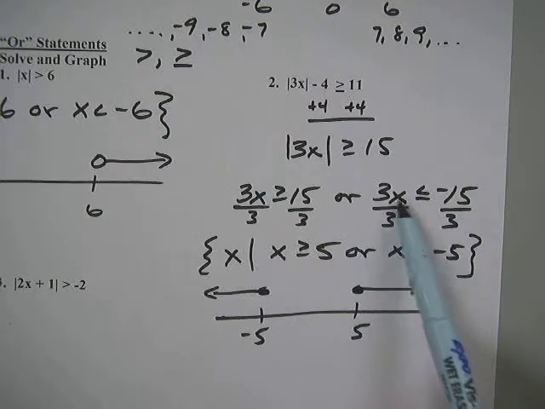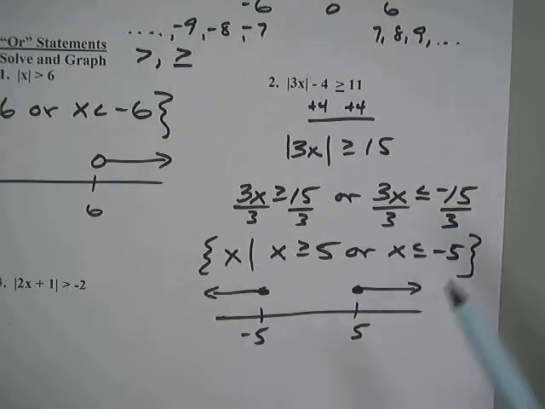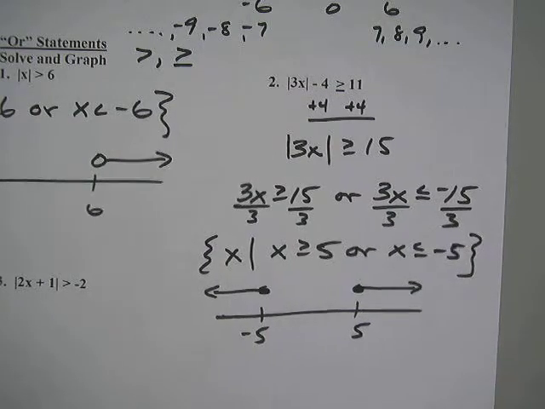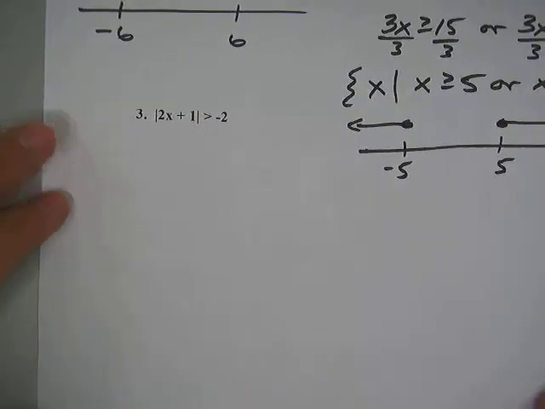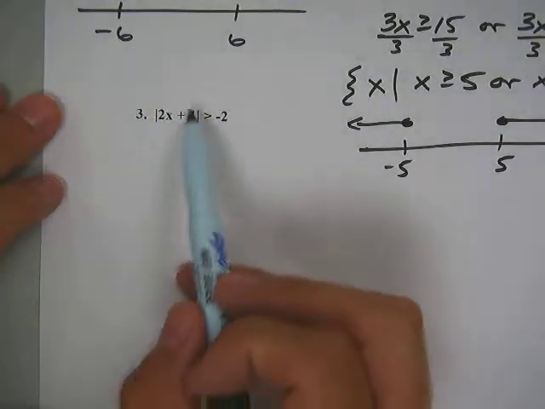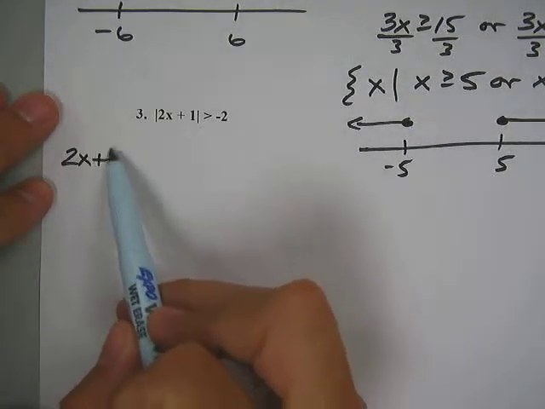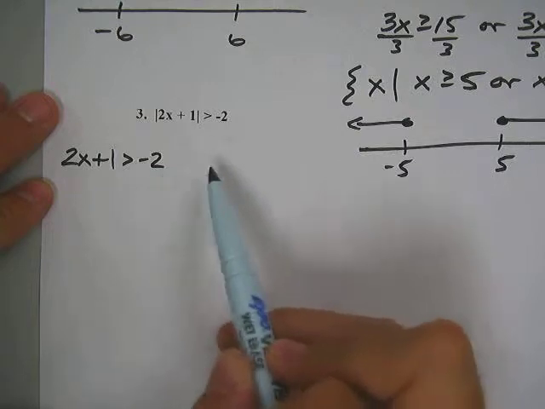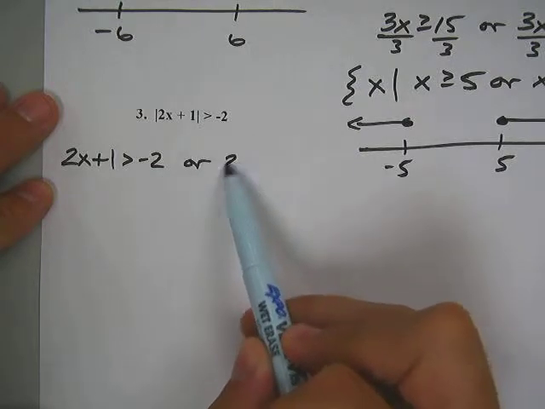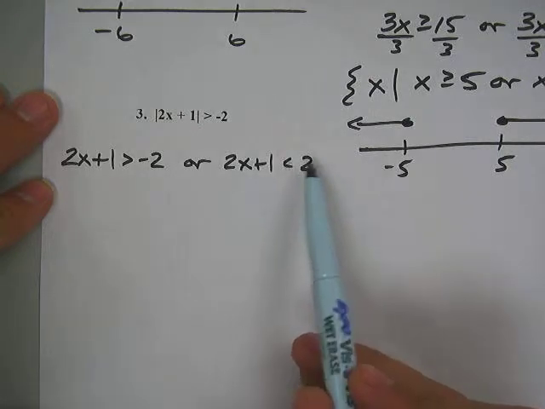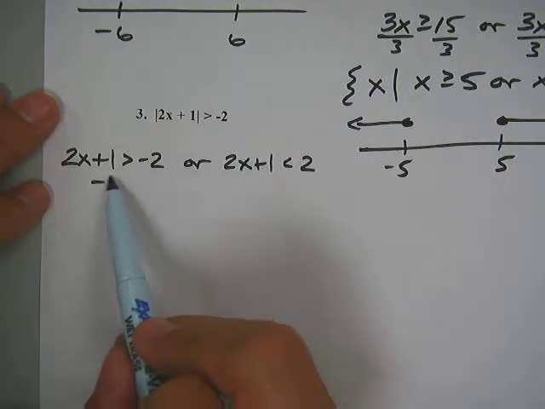So not terribly difficult. The OR statements are pretty straightforward. You're just going to continue with whatever this says as this portion. You have to make sure you're using that word OR, and then 3x is less than or equal to -15. So again, you're switching the sign and negating. Okay, so last one. Let's talk about this one. So here the absolute value is all by itself again. So I'm going to start out by just splitting it up.